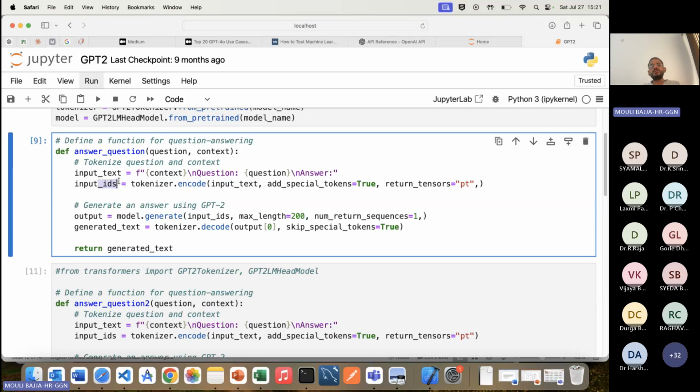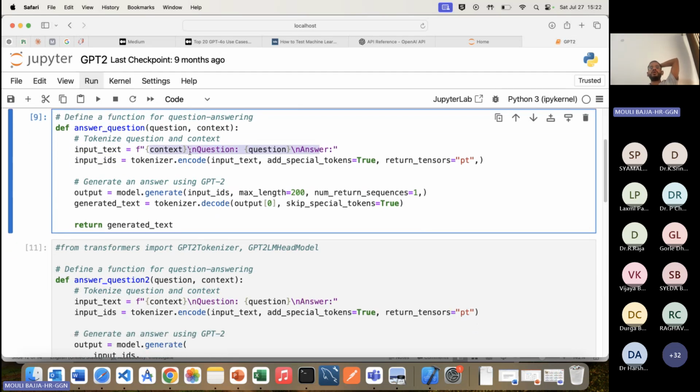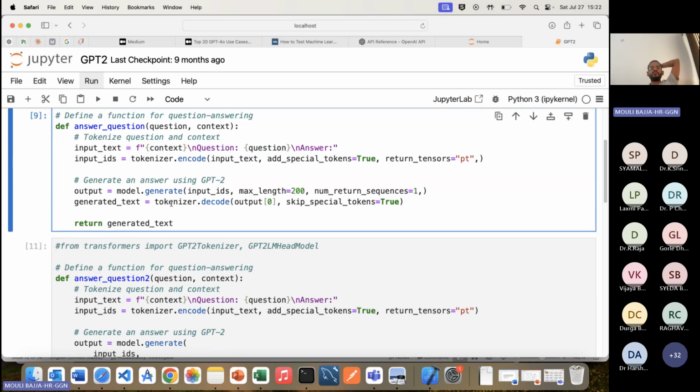Then input IDs. This is where I am tokenizing the text data. The input text is going there. Then any special tokens allowed, and this is another hyperparameter. You can just keep tensors. So now input IDs have this entire data available. Both question and context are available in the input data.